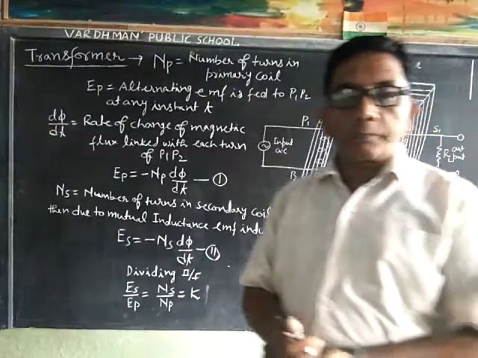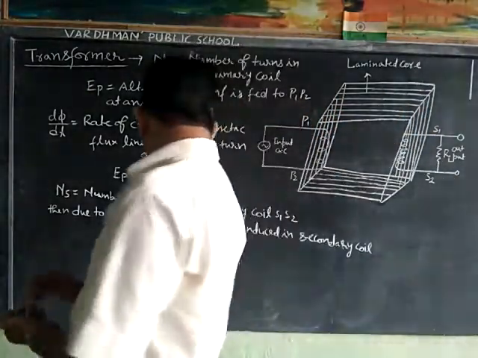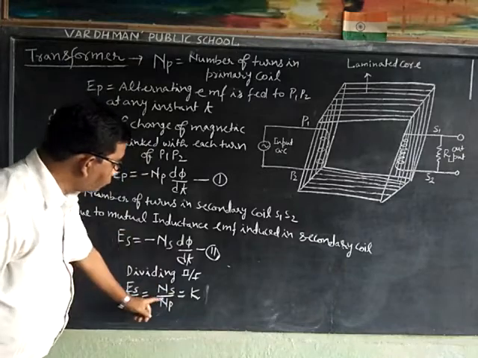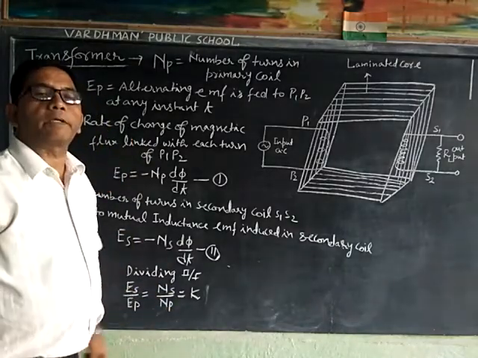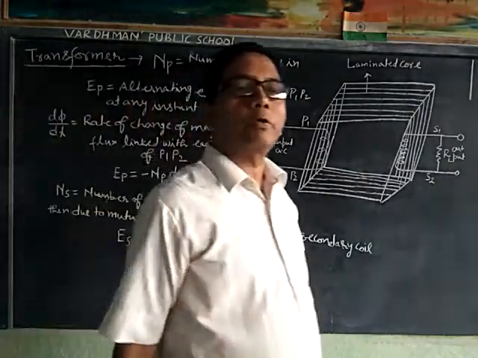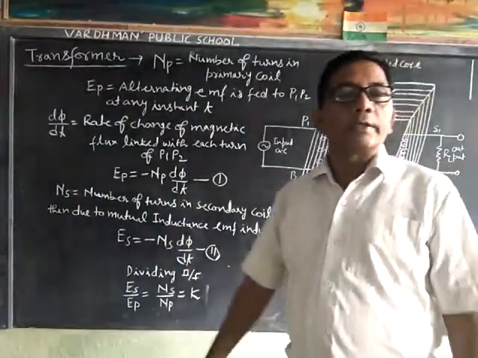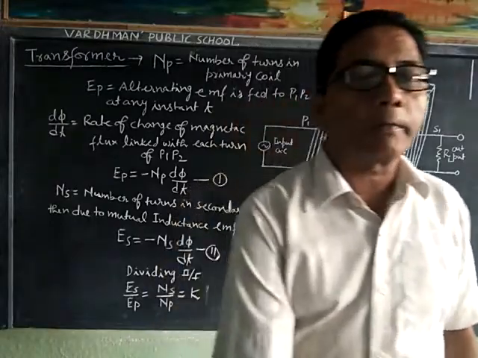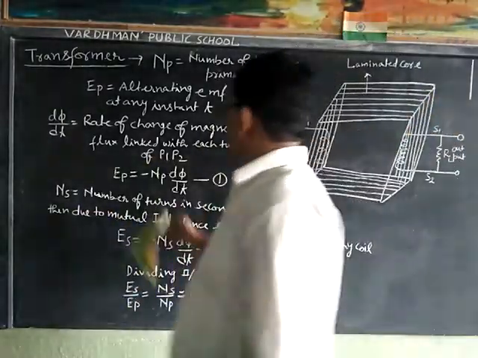How can we define transformer ratio? Transformer ratio is defined as the ratio of the number of turns in the secondary coil to the number of turns in the primary coil.